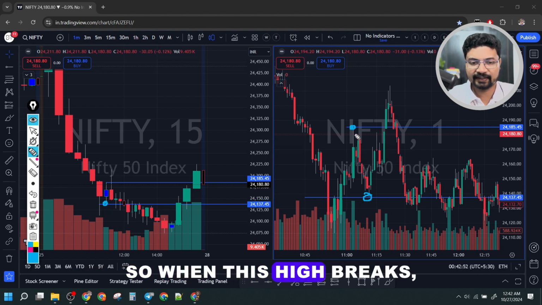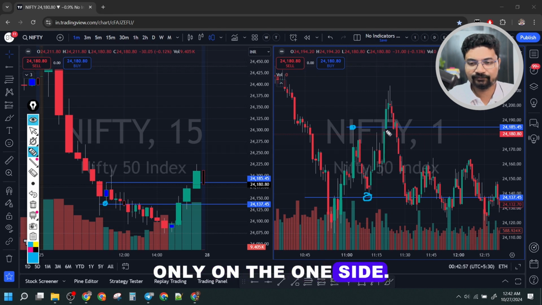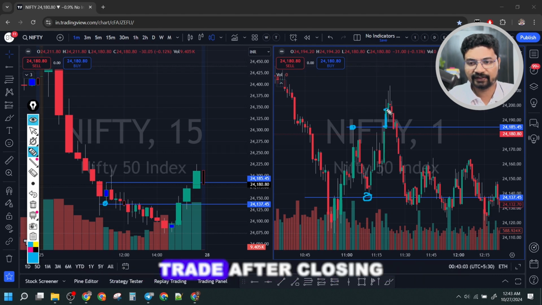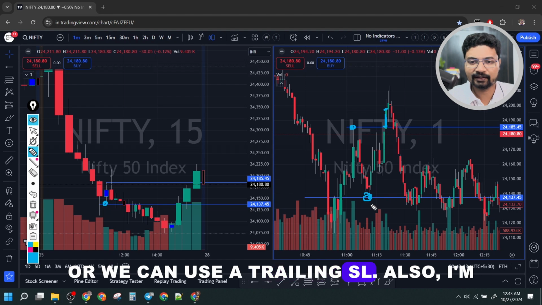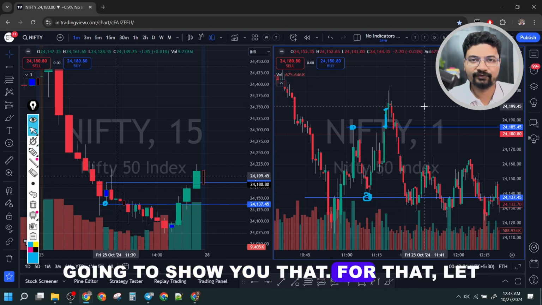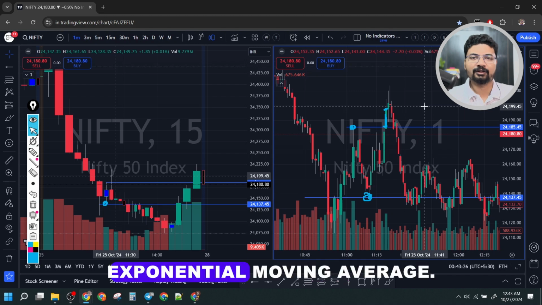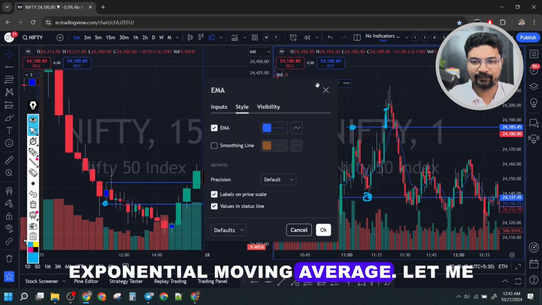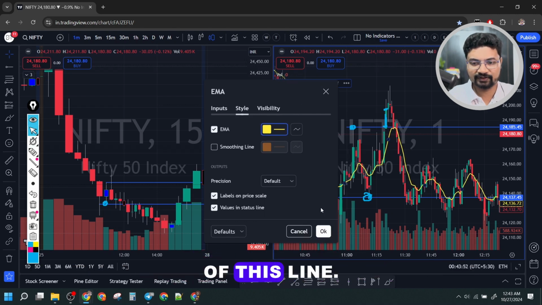When this high breaks or low breaks, we'll take the entry only on that one side. Here there is a breakout, and we'll take the entry here as soon as this breaks, or you can take the trade after the candle closes, and the SL will be here, or we can use a trailing SL also. I'm going to show you that. For that, let me add another indicator, an EMA, exponential moving average. Let me change the color to yellow and increase the thickness of this line.